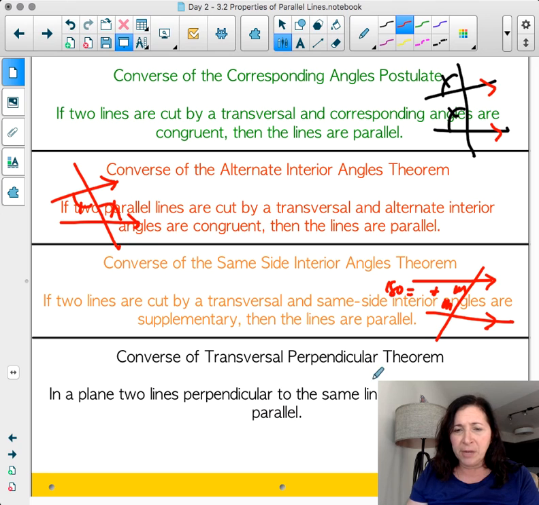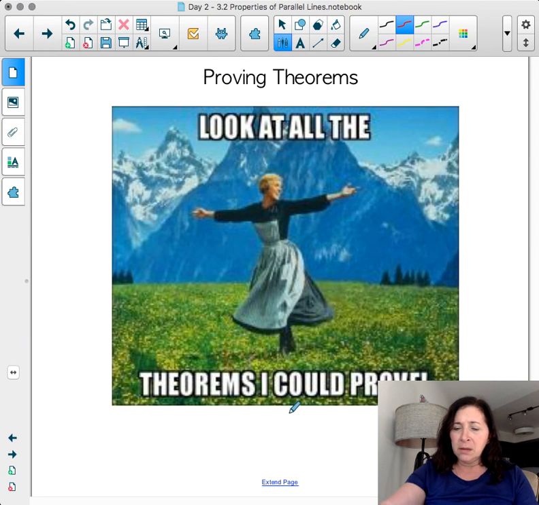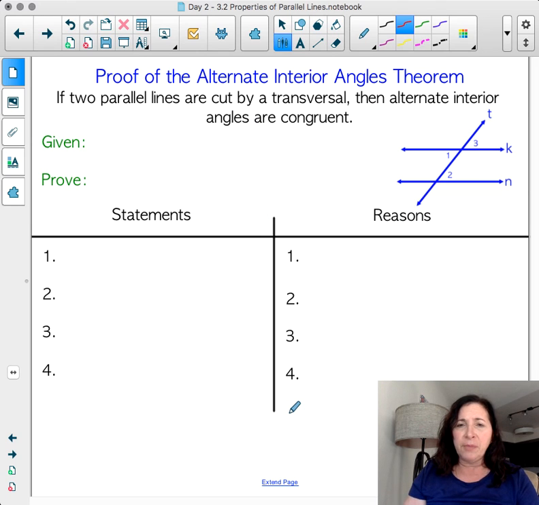Converse of the perpendicular theorem: if in a plane two lines are perpendicular to the same line, that would mean that the lines are parallel. So the proof.